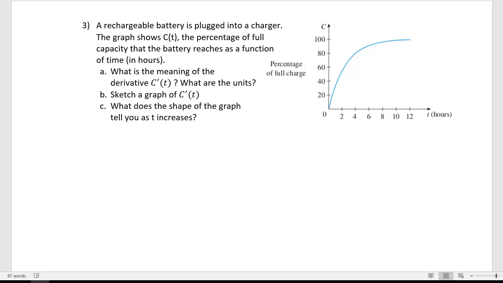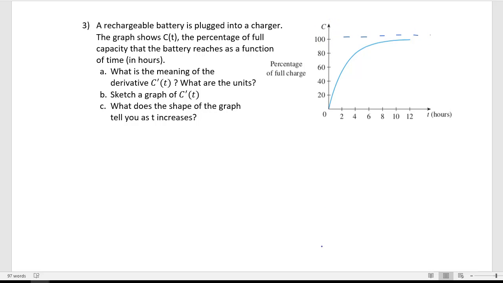So this problem says that a rechargeable battery is plugged into a charger. The graph shows C of t, right, the percentage of full capacity that the battery reaches as a function of time in hours. So as the battery charges, we can see the graph increases. So it gains voltage, or it gains kilowatts charging the battery. And obviously the battery must hold a maximum of 100 as a percentage of capacity, right? Once the battery's full, it's 100% full. So it's approaching the 100% value. I guess this isn't kilowatts. I don't know why I said that, right?